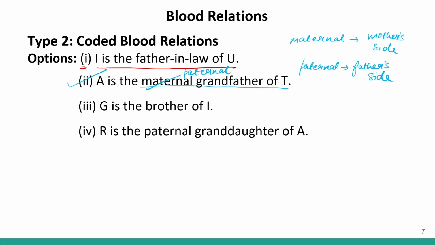So option number 2 is the only one that is incorrect. The rest of the 3 are correct statements. We had to find out the one that was not correct. So the answer will be option number 2. A is the maternal grandfather of T. This is incorrect. The answer should be A is the paternal grandfather of T. Okay.